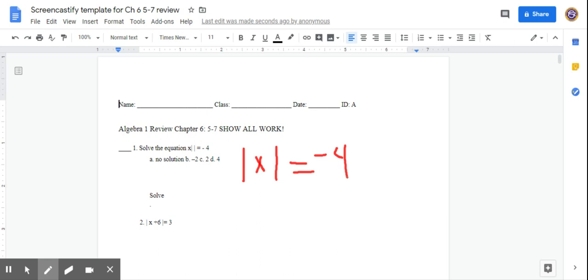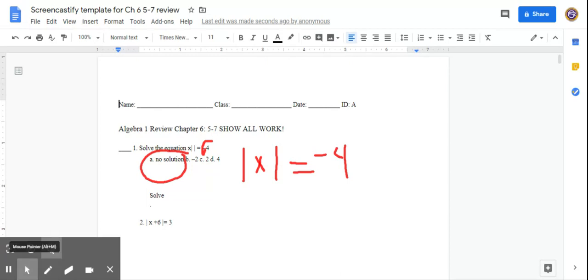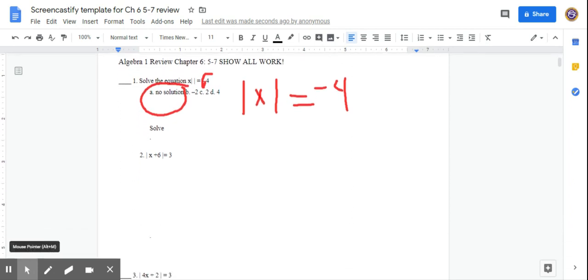So your answer here is just going to be no solution. On the test, if you want to just circle the negative, or just write can't be negative, that would suffice for work. All right, now we're going to go to the second problem.